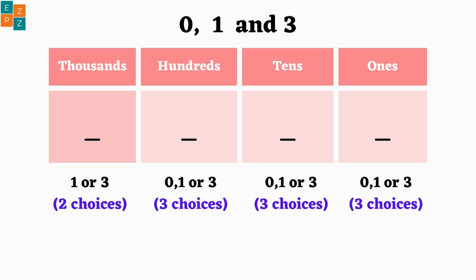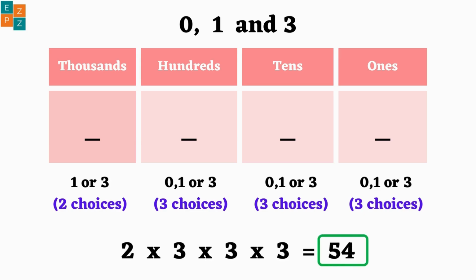Therefore, to find the total number of 4-digit numbers, you must multiply the number of choices for each place. Which implies 2 times 3 times 3 times 3, which is equal to 54. Therefore, you can write 54 different 4-digit numbers using only the digits 0, 1, and 3.